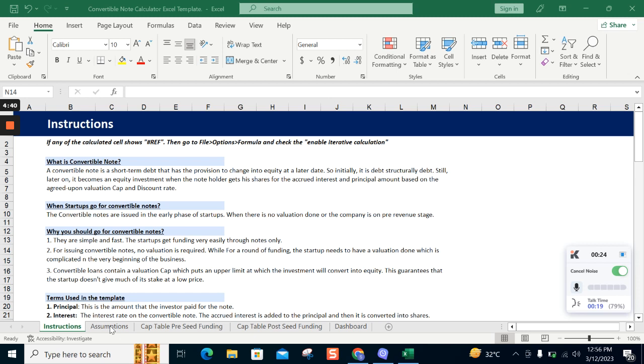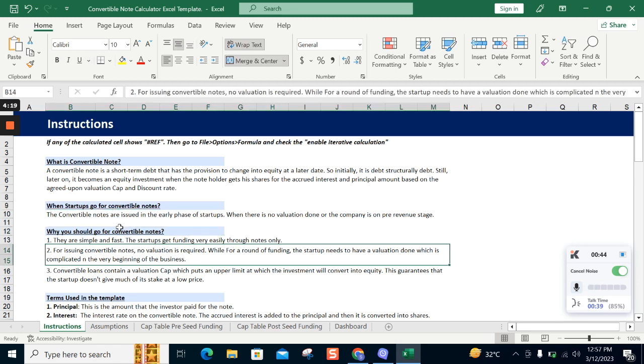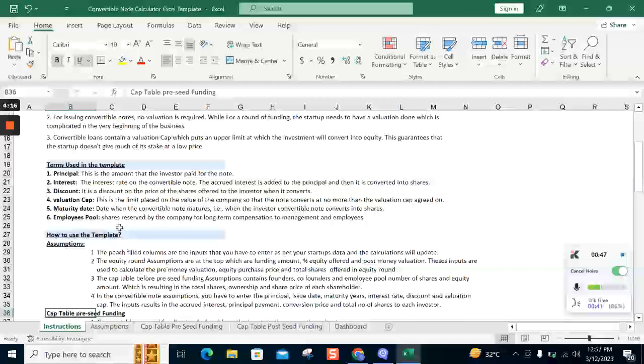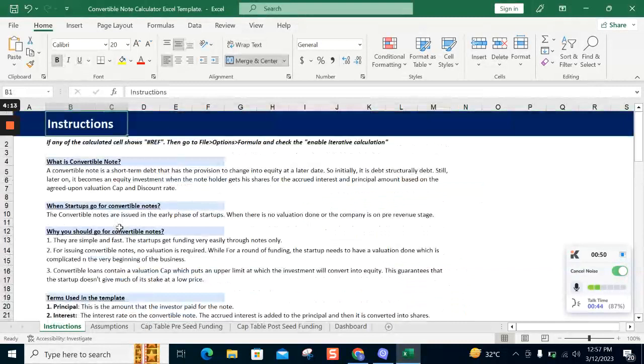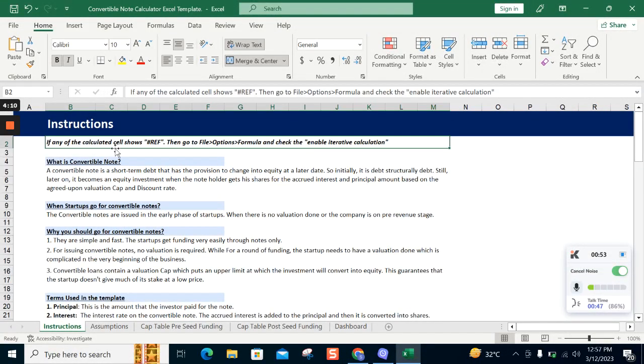The template contains five tabs, and the first tab is instructions. The instructions tab will have the information about what convertible notes are, why and when startups go for convertible notes, the terms used in the template, and how to use the template. The most important thing here is that if any of the calculated cells shows a reference error, then you have to go to File, Options, Formulas, and check mark Enable iterative calculation.